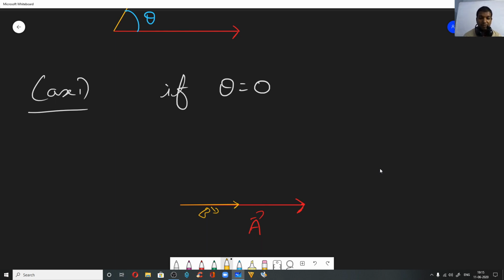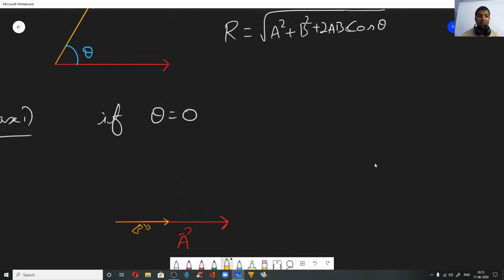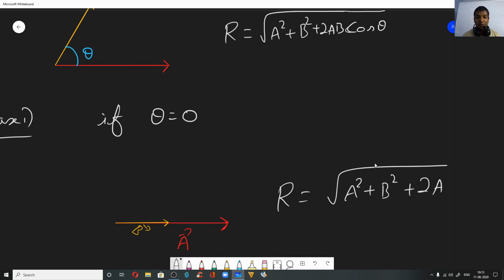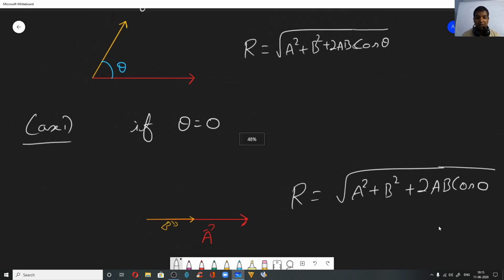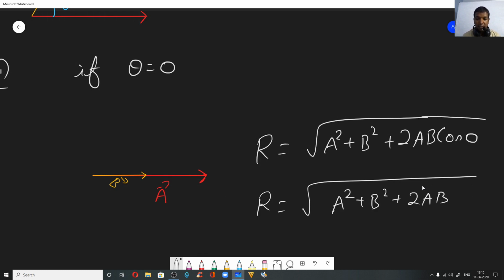Now if you see from the formula, what can we do here? R is equal to, what is the angle we'll get? We have taken the angle as 0, correct? So R will be the root of A square plus B square plus 2AB cos 0. Now I think you know what cos 0 is. Cos 0 is basically 1. So R will be equal to the root of A square plus B square plus 2AB into 1.